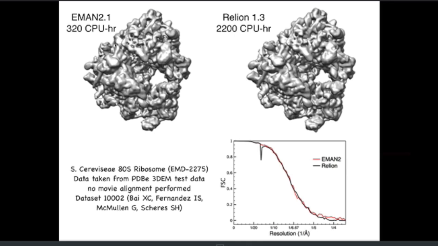The other point, since I'm advertising EMAN, that I'll point out, though, is that the amount of CPU time required to achieve the structures is considerably different. In a typical project, it's about an order of magnitude more compute time required for Relion because it's doing maximum likelihood integration, whereas EMAN is using more optimized techniques.